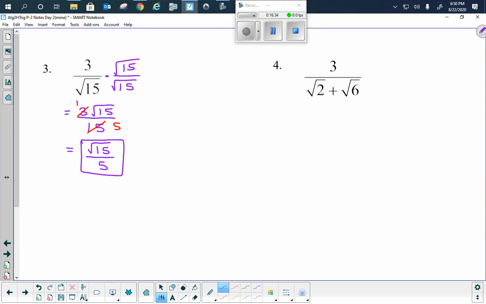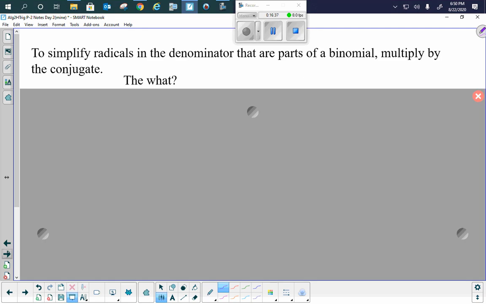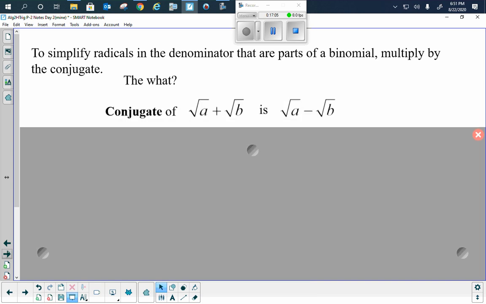Let's come back to 4 after we chat about a couple of things. So leave yourself room for 4. To simplify radicals in the denominator that are part of a binomial, binomial means 2 terms. Terms are split by plus and minus signs, like problem 4 was. You multiply by the conjugate. You've all heard that, right? The conjugate just means the opposite sign of the second term. So root A plus root B, the conjugate is root A minus root B.